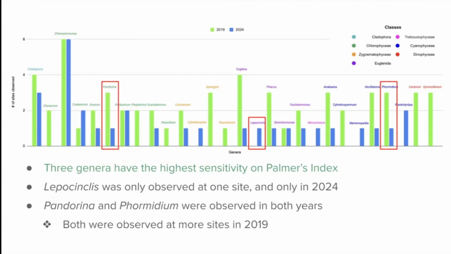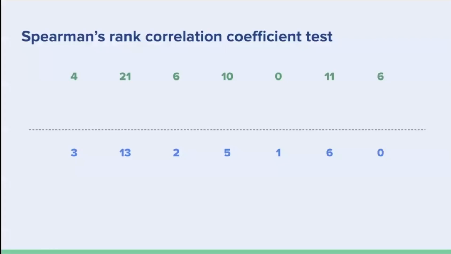So I think we can't conclude that much from this. Yeah, more total genera in 2024, more abundant in total in 2019. I think it's sort of net neutral. But anyway, we'll get back to that.